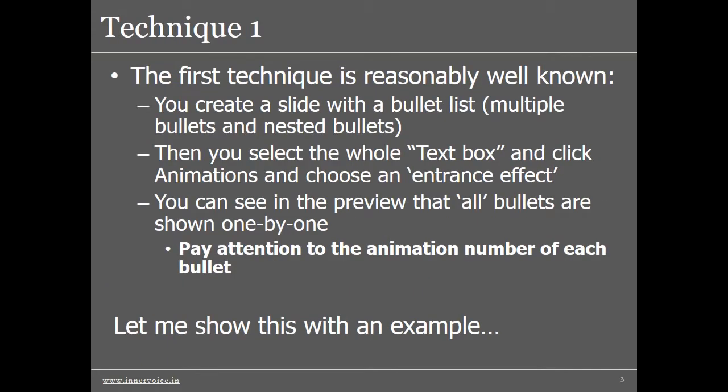The first technique is fairly well known. You create a slide with a list of bullets. Make sure you include nested bullets also. Then you select the whole text box and click animations and choose an effect. Once you choose an effect, the PowerPoint preview will show you how the animation is going to look. Here, pay attention to the animation number for each bullet. Let me show this with an example.